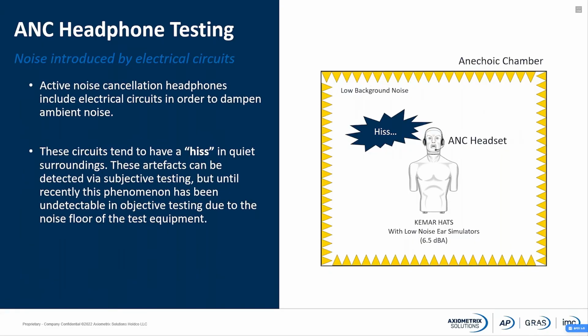So at GRAS, we have developed an ear simulator that uses the technology of low noise microphones with very high sensitivity that reduces the noise floor of the whole system. So we are able to measure these types of signals. These measurements are typically performed in an anechoic chamber with a very low background noise. We use a test fixture with low noise ear simulators inside. Then we place our headset with ANC capabilities on the fixture, turn on the ANC, and try to capture this hiss noise with the fixture.